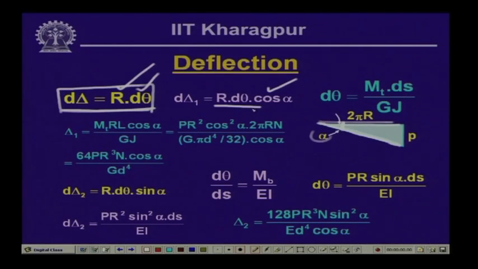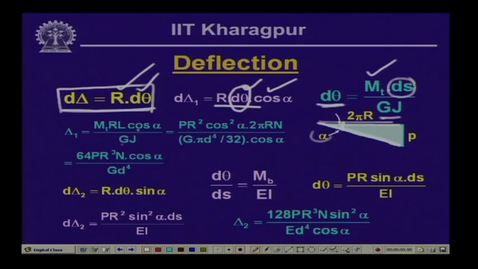Now, as we have seen, d theta is the rotation of the spring because of the twisting moment M t, which is equal to M t d s by G J, where d s is the length along the spring wire. M t is the twisting moment which we have seen as P r cos alpha. If we substitute for d theta as M t d s by G J, then we have M t r by G J times cos alpha.